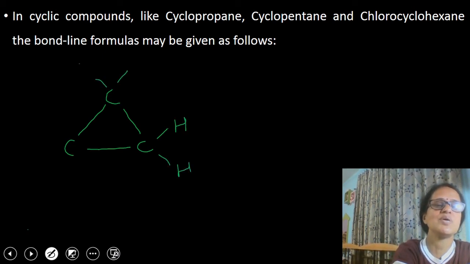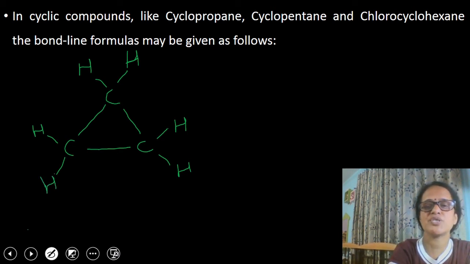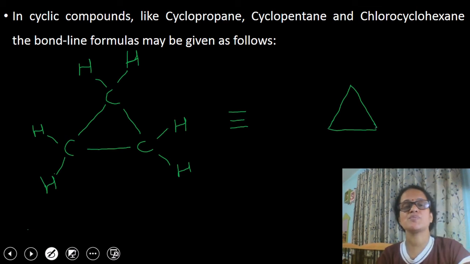Similarly, the remaining 2 carbon atoms will be attached to 2 more hydrogen atoms. Then this carbon with 2 hydrogens, this carbon with 2 hydrogens. Now how to write the bond line representation? So bond line representation will be written like this. It is understood that each carbon is attached to 2 hydrogen atoms. So we don't write carbon and hydrogen in the bond line notation.